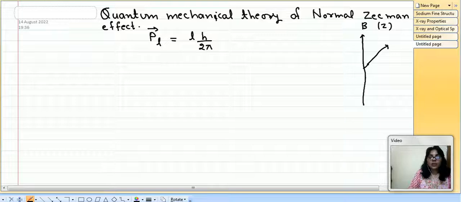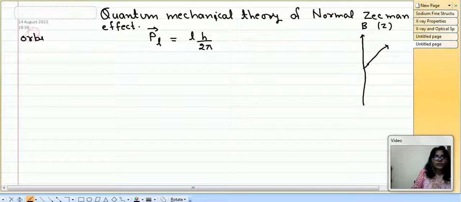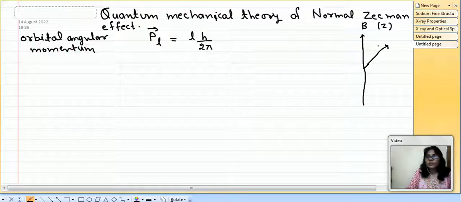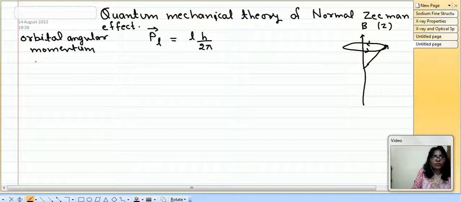PL vector means the orbital angular momentum vector. Let us write it here: orbital angular momentum. So this starts to precess about the magnetic field. And then there will be an associated magnetic moment vector also. Let us write it as the orbital magnetic moment.